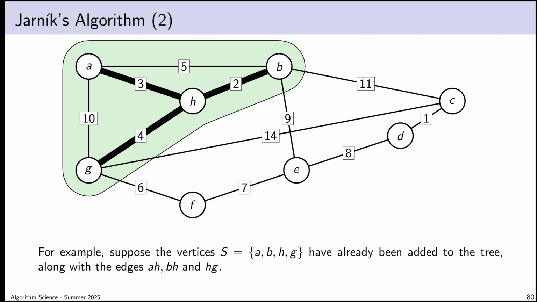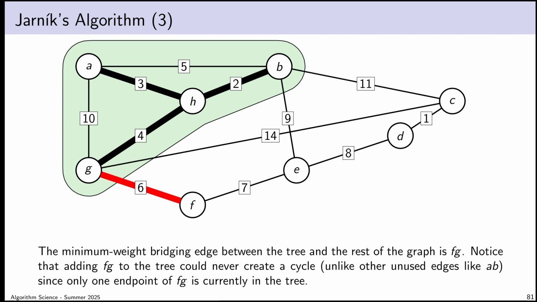Okay, so suppose that I've already taken care of the vertices A, B, H, and G, as in this case here. I'll just treat all of the vertices that are part of my small tree as my set S. And then I use the cut property to look at all of the edges that cross over from my tree to the outside world, and I choose the one with the lowest total weight, and that is the next thing that I add to my tree. So in this case, I would choose the edge FG.